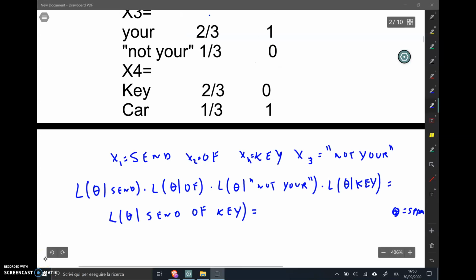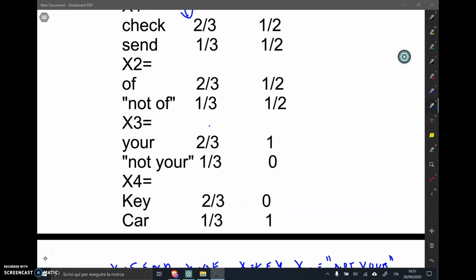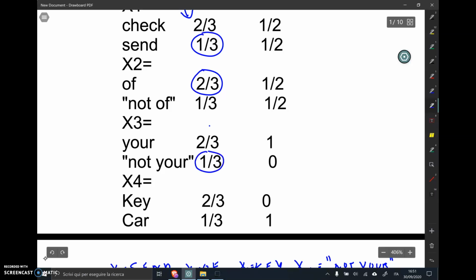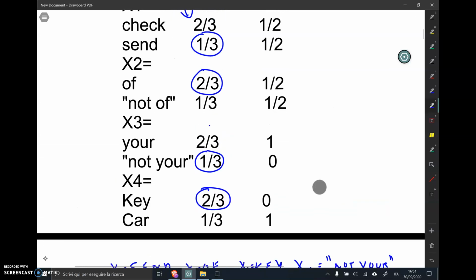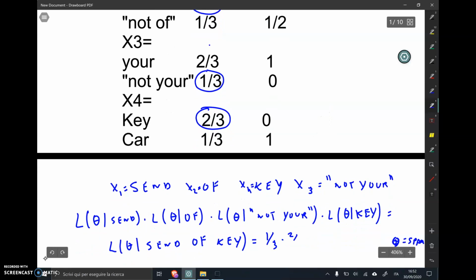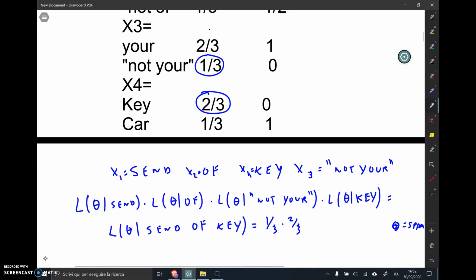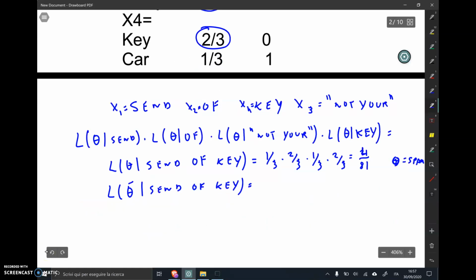So how likely is spam if we receive the sixth message, with the words send, off, key? So x1 equals send, x2 equals off, x4 equals key, and x3 is not your. So we have to multiply the likelihood of each word, for example, being spam given this word. For the numerator of the Bayes formula, we need this number: send, off, not your, key. The likelihood of send, off, key is 1/3 by 2/3, by 1/3 by 2/3, by 1/3 by 2/3. So this number here is 4/81.